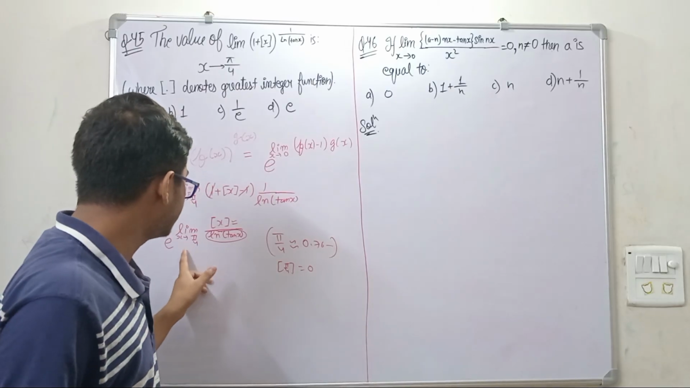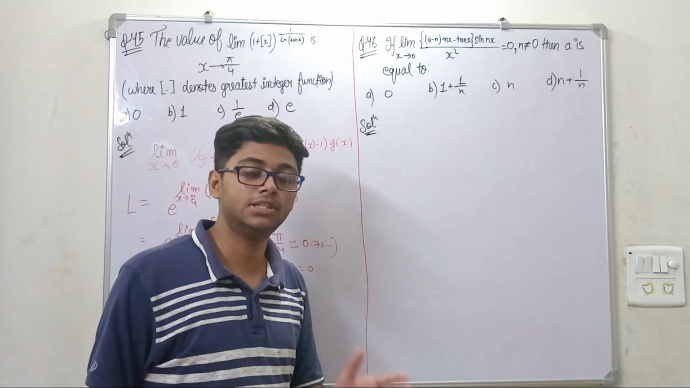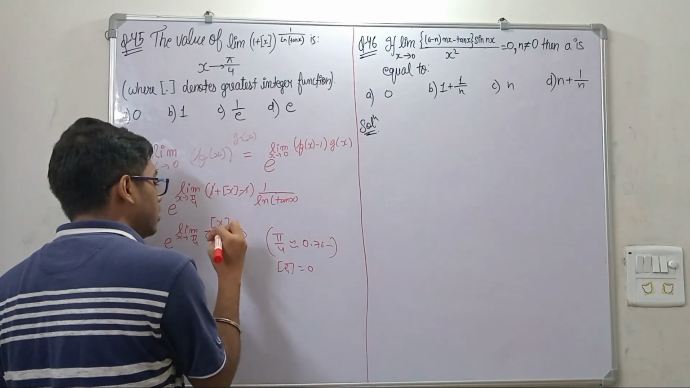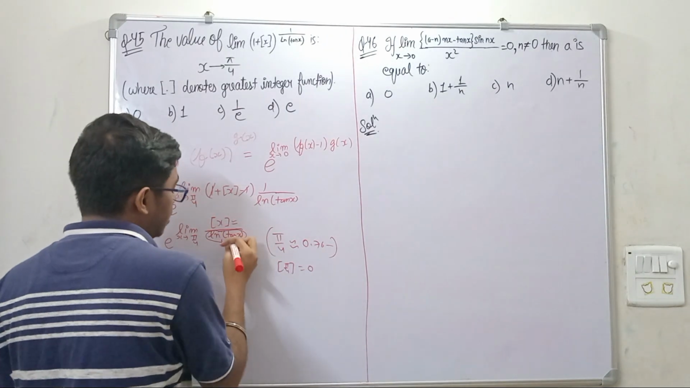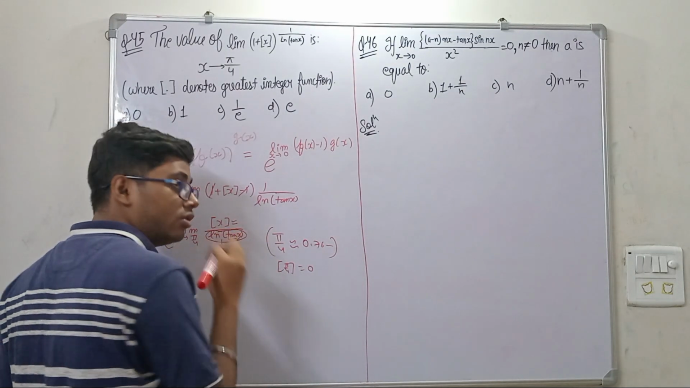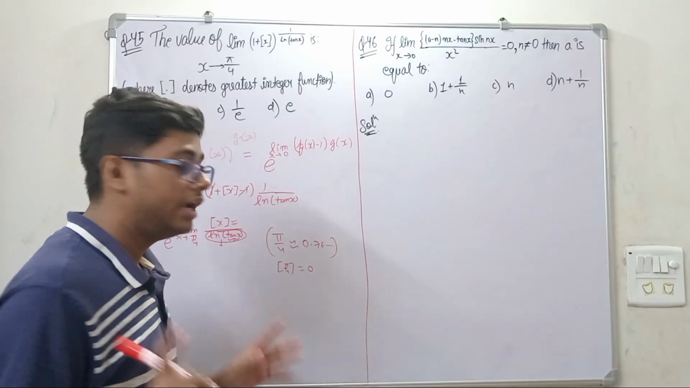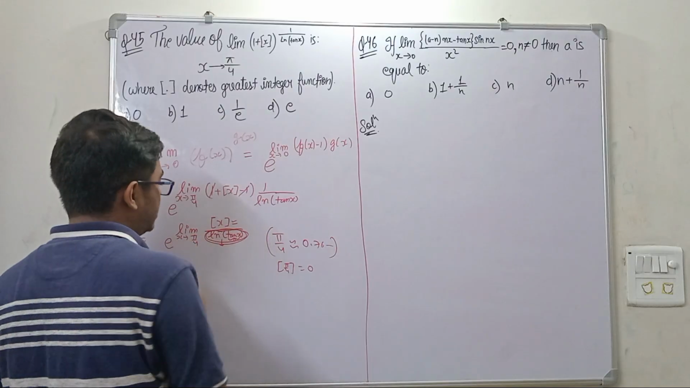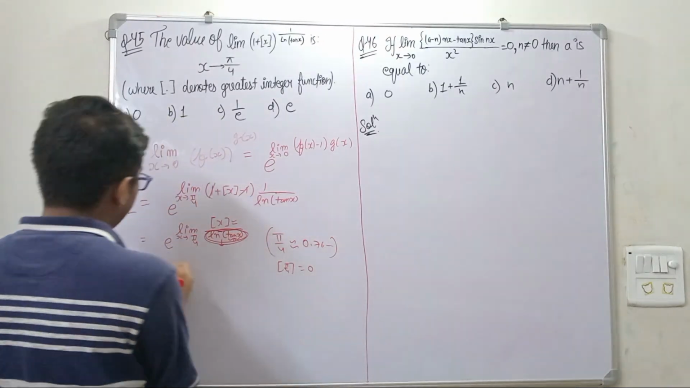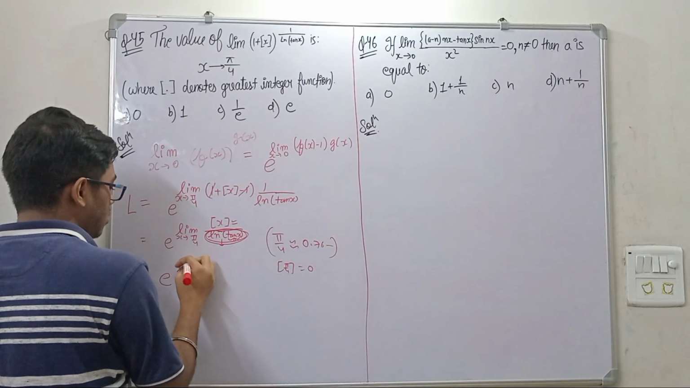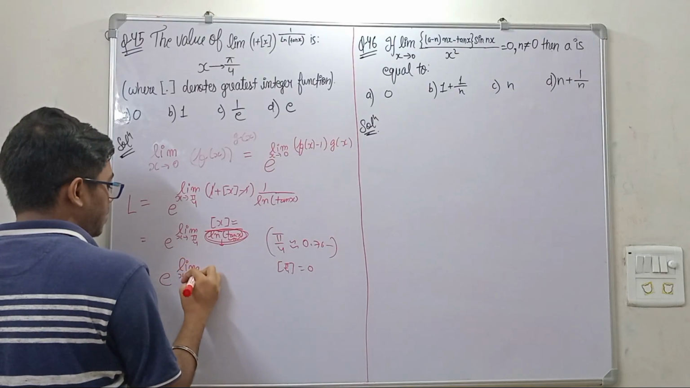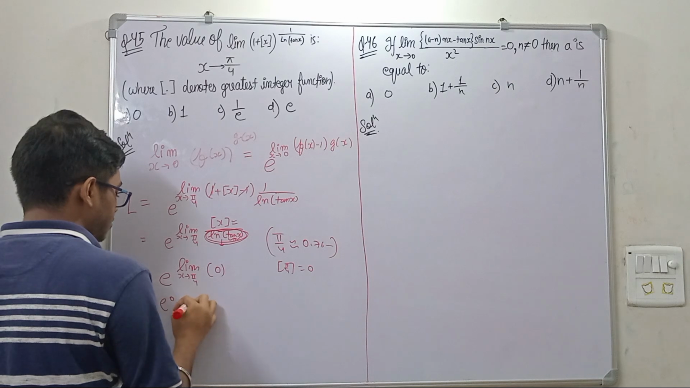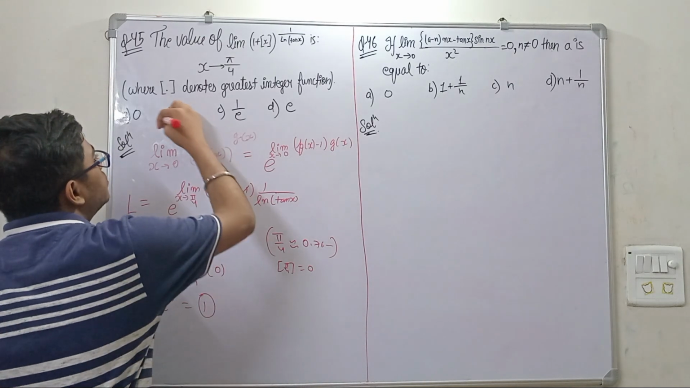Why? Because x is tending to pi by 4, the value of x is lying somewhere less than pi by 4, so this will not be exactly equal to 1, because tan pi by 4 is 1. It will be roughly 0 point something, and this whole quantity will also be something less than 1. So this means e to the power limit x tends to pi by 4, and this will be 0, so e to the power 0, which means 1 is the answer for this question, which is option B.